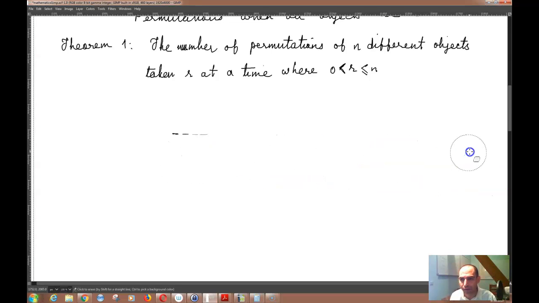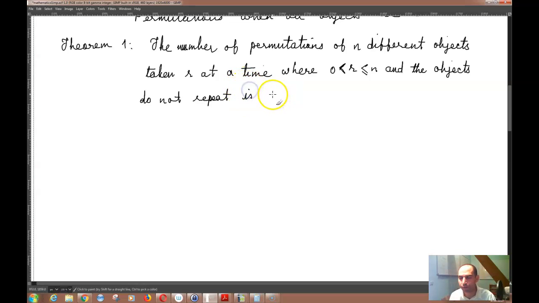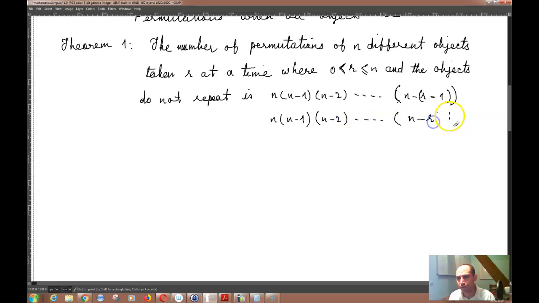So what that means is that the number of permutations of n different objects taken r at a time, where 0 is less than r, less than or equal to n, and the objects do not repeat, is n times n minus 1 times n minus 2 times all the way up to n minus r minus 1, which you can write as n times n minus 1 times n minus 2 times all the way up to n minus r plus 1.